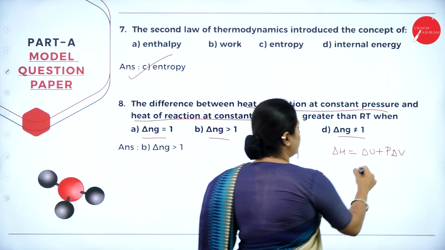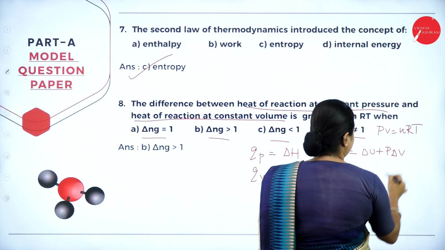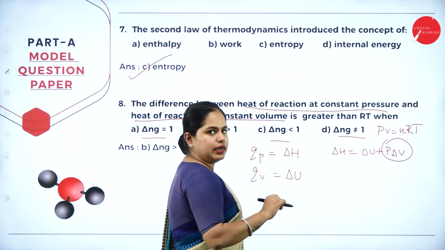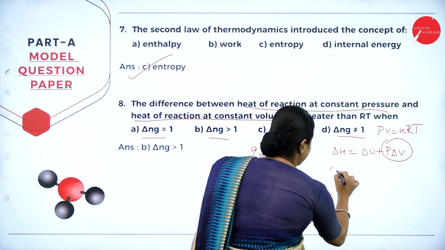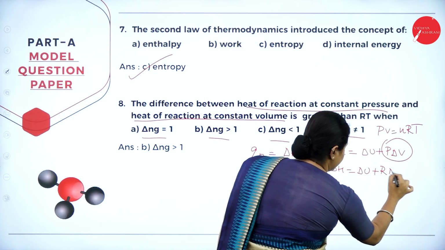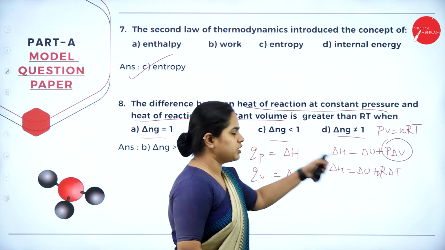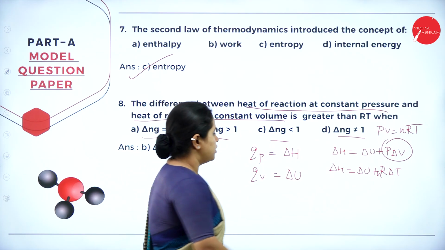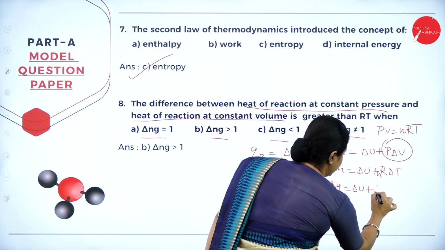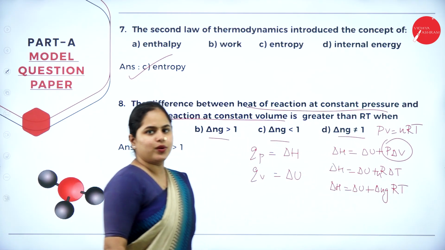As from the ideal gas equation, we know that PV is equal to nRT. So in place of P delta V, we can substitute n R delta T, right? So we write delta H is equal to delta U plus n R delta T. This n stands for delta Ng. Right. So we can write it as delta H is equal to delta U plus delta Ng RT. Right. So this is the equation we require.